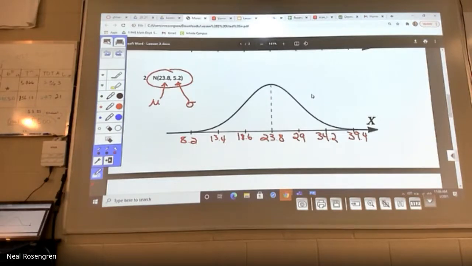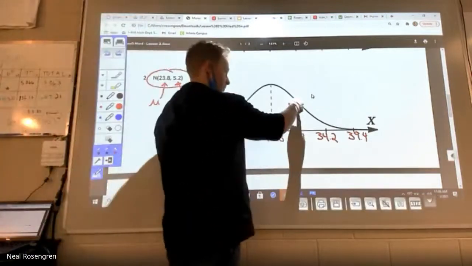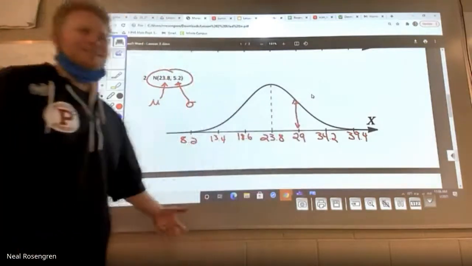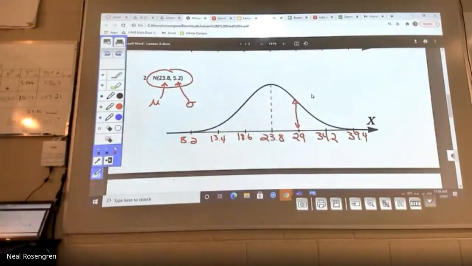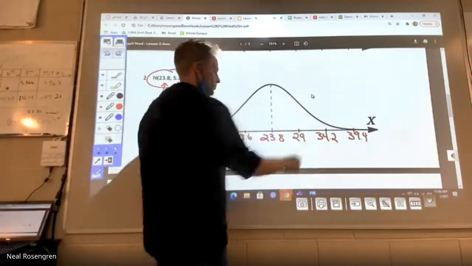Because eventually what we'll do is we'll say, oh, hey, there's you right there. Like you actually were number 29. What does that tell about you compared to everybody else? And we'll actually look at what that does. We just got to get good at drawing these bell curves.